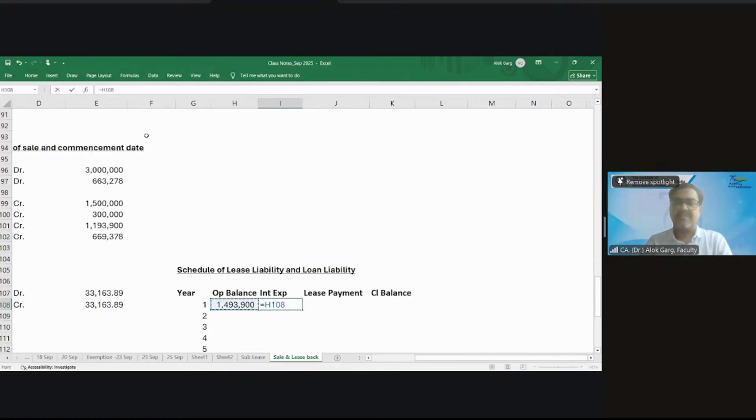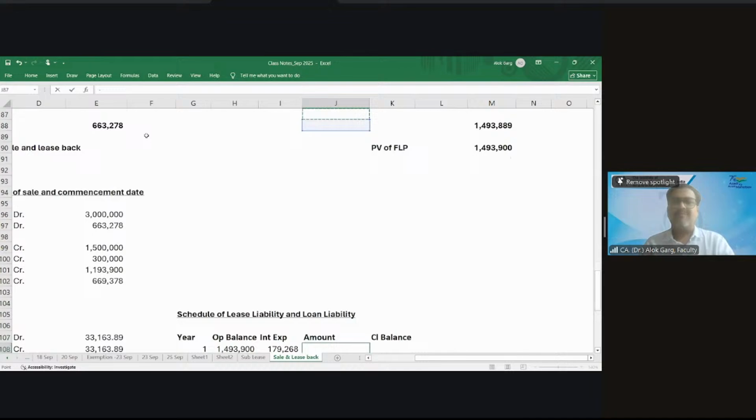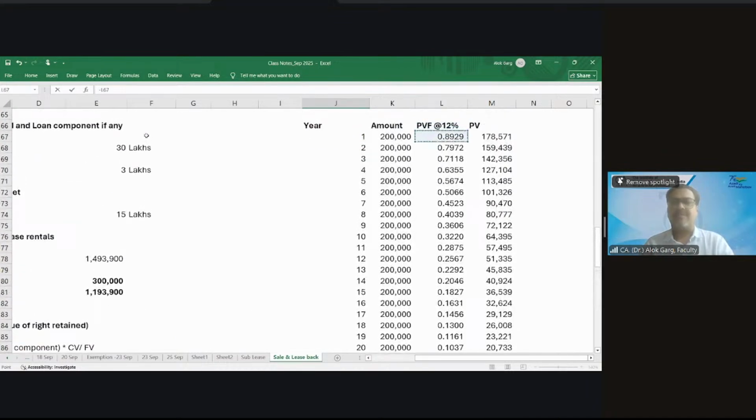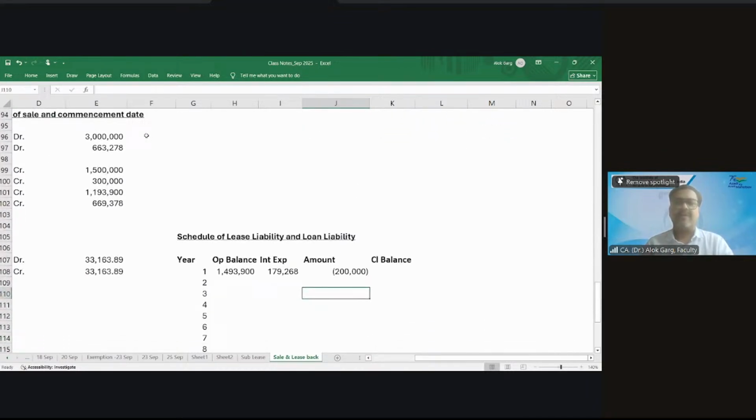What is your interest expense? Multiply by 12%. Sir, I thought of segregating the two liabilities separately, preparing the loan liability separately and the lease liability separately, and accounting for it. That you can also do, right? But there is no difference. So 2 lakh rupees is my amount, and this is my closing balance.